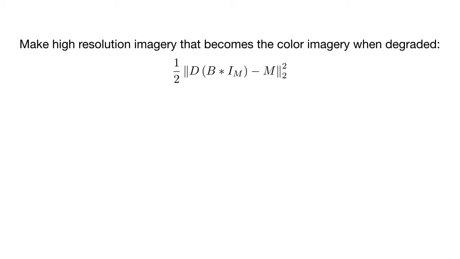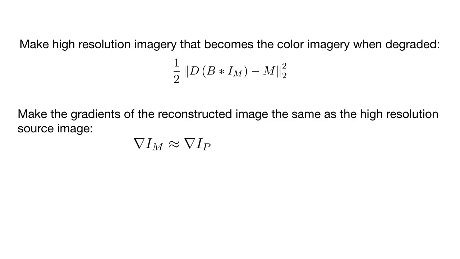What I'm going to do is add in some information in order to make the problem better conditioned. And what I'm going to say is, make the gradients of the high-resolution metabolic image similar to those of the high-resolution proton image, and only incorporate as much of that as I need to make the image look good. So how is that done?